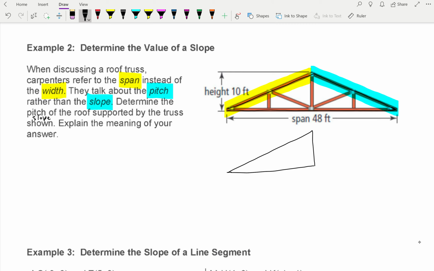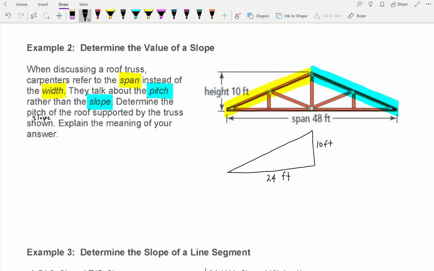If you look at the diagram, the height of the whole structure is 10 feet. So the height of this triangle is 10 feet. The span of the whole structure is 48, but I've only drawn half. So half of 48 is 24 feet. We're going to use this right triangle here to work out the slope of our roof.